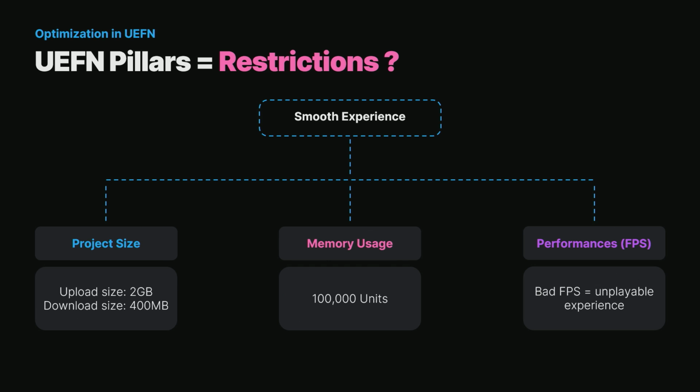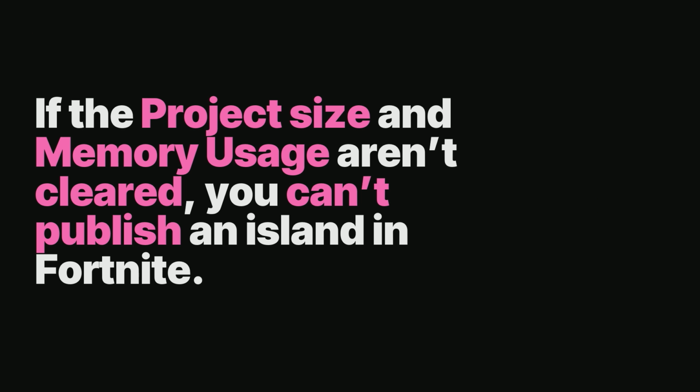These pillars can also appear as restrictions, because without getting into too much details now, the project size is limited to 2 GB of upload size and 400 MB of download size. And the memory usage is limited to 100,000 units. And also, the performances, just like any video game, if you get some bad FPS, you'll get an unplayable experience. And we can really call these pillars some sub-restrictions, especially the project size and the memory usage, because if these two aren't cleared, you will not be able to publish an island in Fortnite.